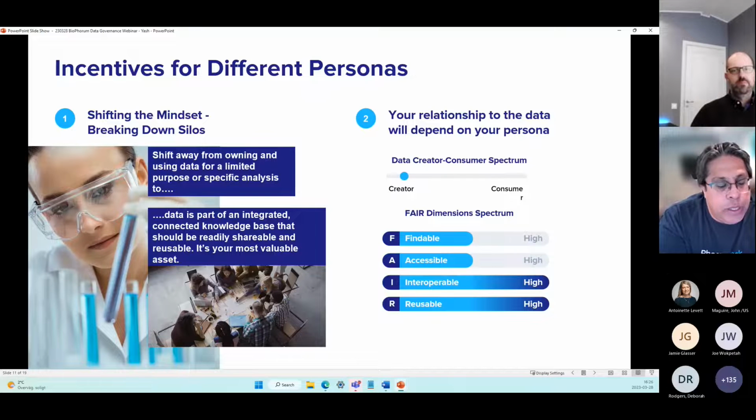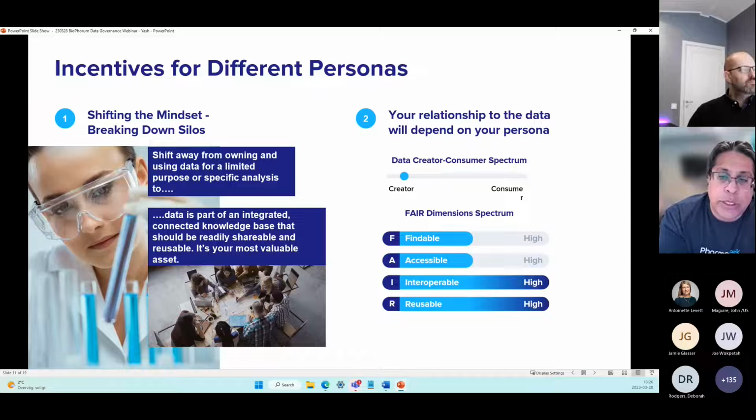But with the amount of data being generated today, we really need to rethink that, so that data becomes part of an integrated and connected knowledge base that we should be sharing and making reusable, because it is the most valuable asset. So as we think about platform development and the work being done by many companies developing mRNA platforms, CRISPR platforms, or other gene therapy platforms, being able to define sets of data that you can share as part of a knowledge base that can then be reused is a key element to driving the kind of efficiencies we want going forward.